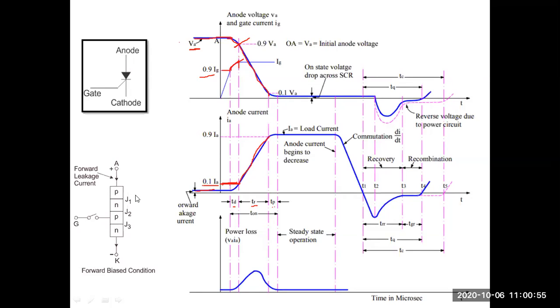So what about these layers, and what about the behavior of these junctions when it is in the reverse bias condition? Junctions J1 and J3 are reverse biased and J2 is forward biased. That stage has to appear here.